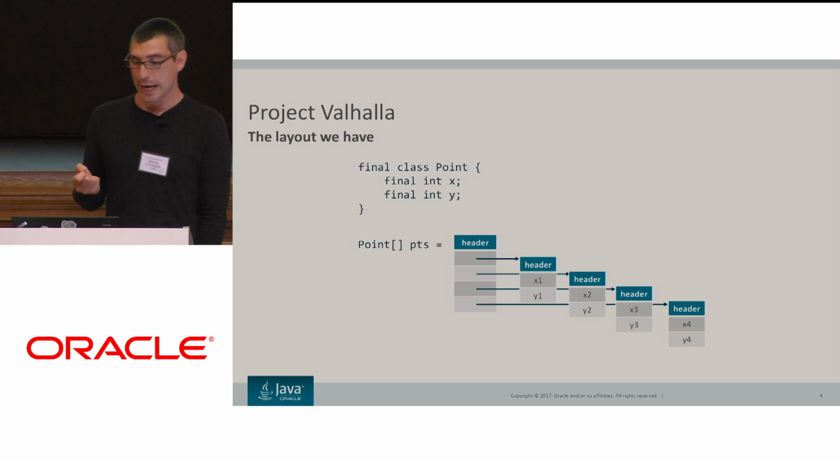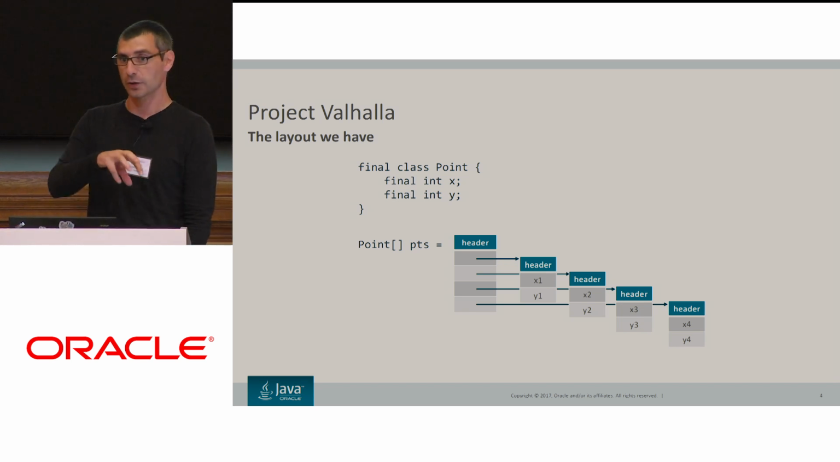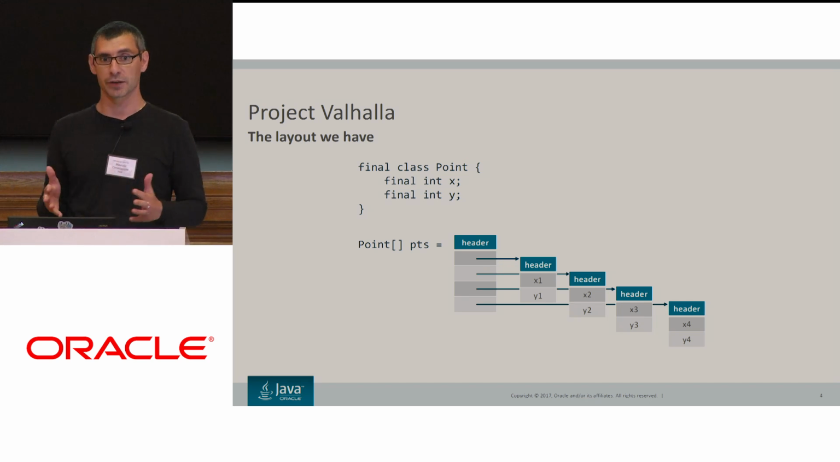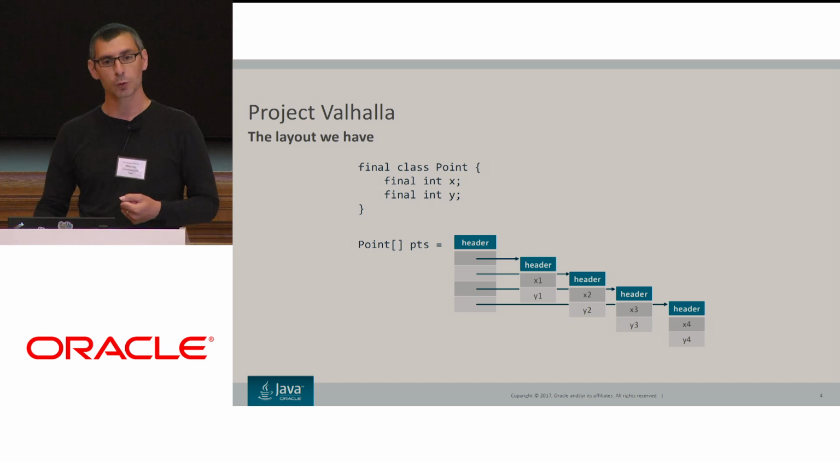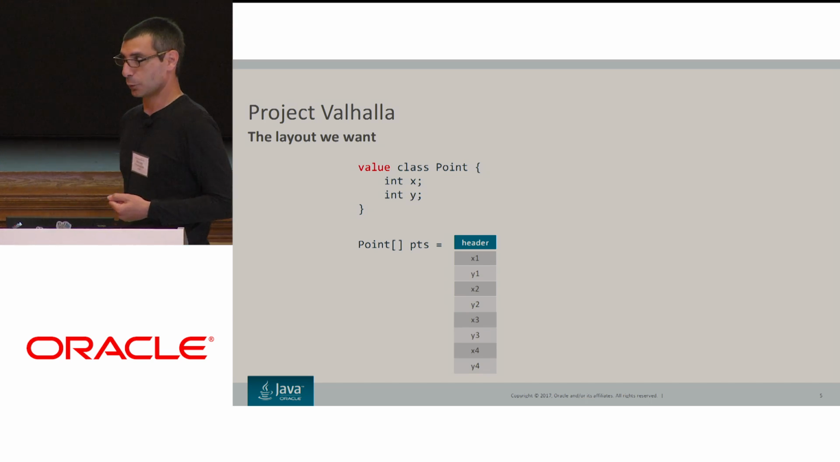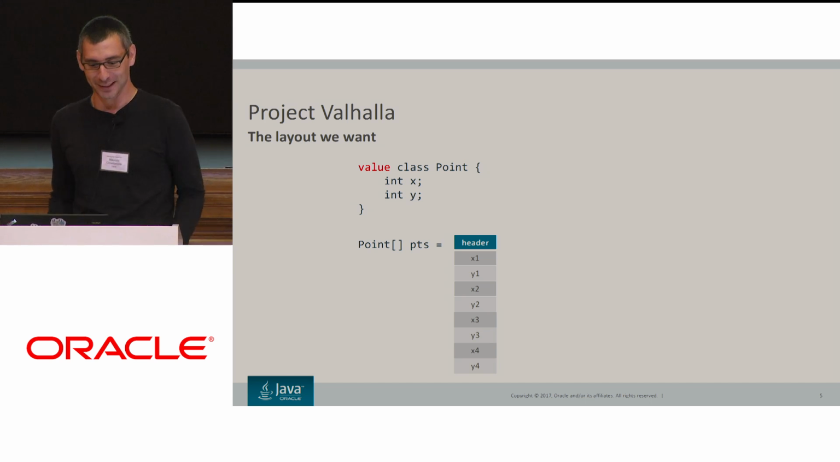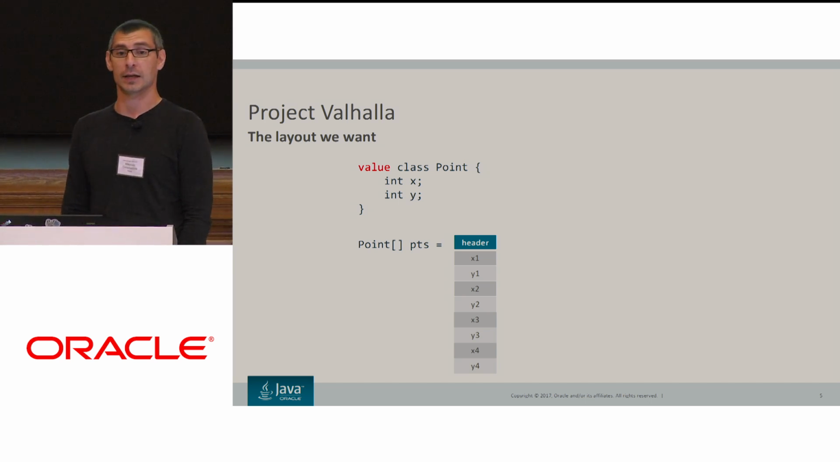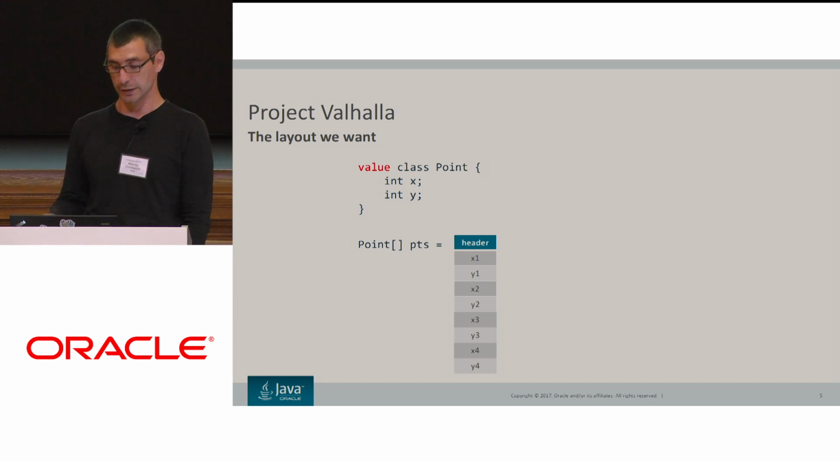So the problem with this layout is that locality-wise it is not great. The objects are going to be spread all over the heap, and it's very likely that your array is not going to fit a processor cache line. So if you try to traverse the elements of the array, performance is going to hurt. The layout we want with Valhalla, and we hope to achieve that by simply adding the value keyword on top of the class point, is to have basically an array with all the x and y coordinates nicely flattened inside the same object. So a single header and all the coordinates in place.